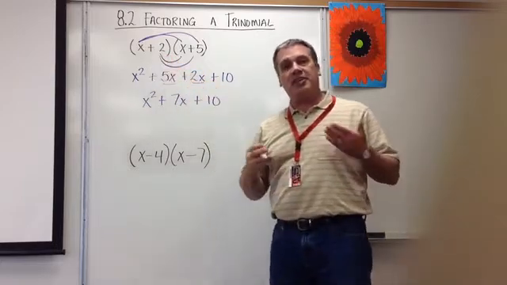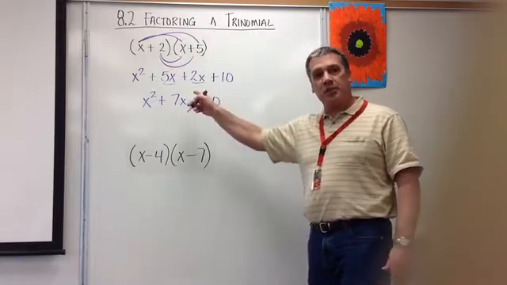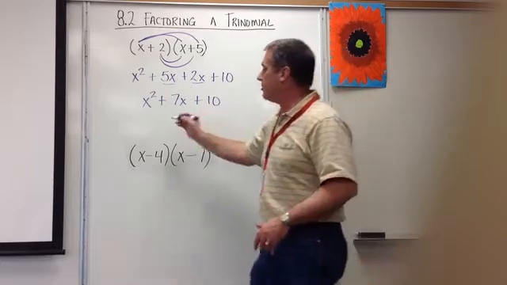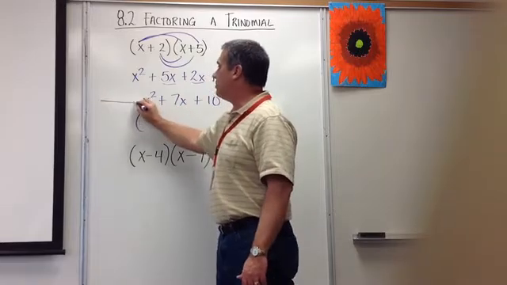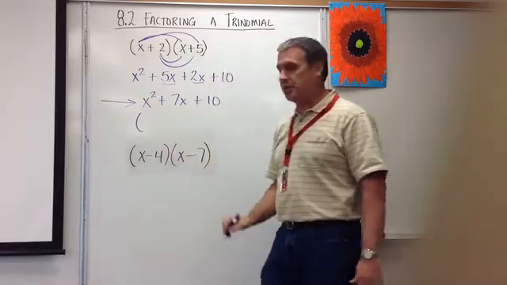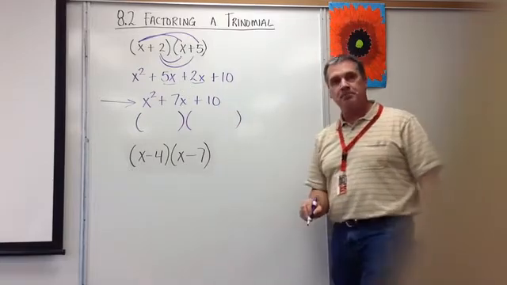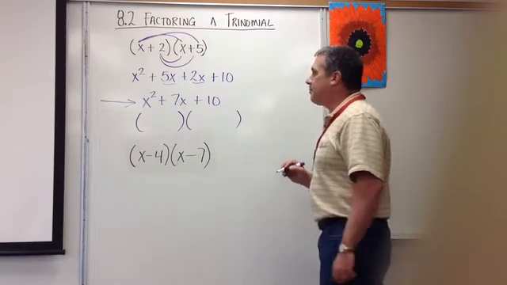In section 8.2, what we want to do now is undo this. We want to break this down and undo the distributive property or the FOIL method. So we're going to start here. This is going to be our starting point with a trinomial, and we're going to see if we can break that down into a product of binomials. Now, there are some nice relationships that happen.